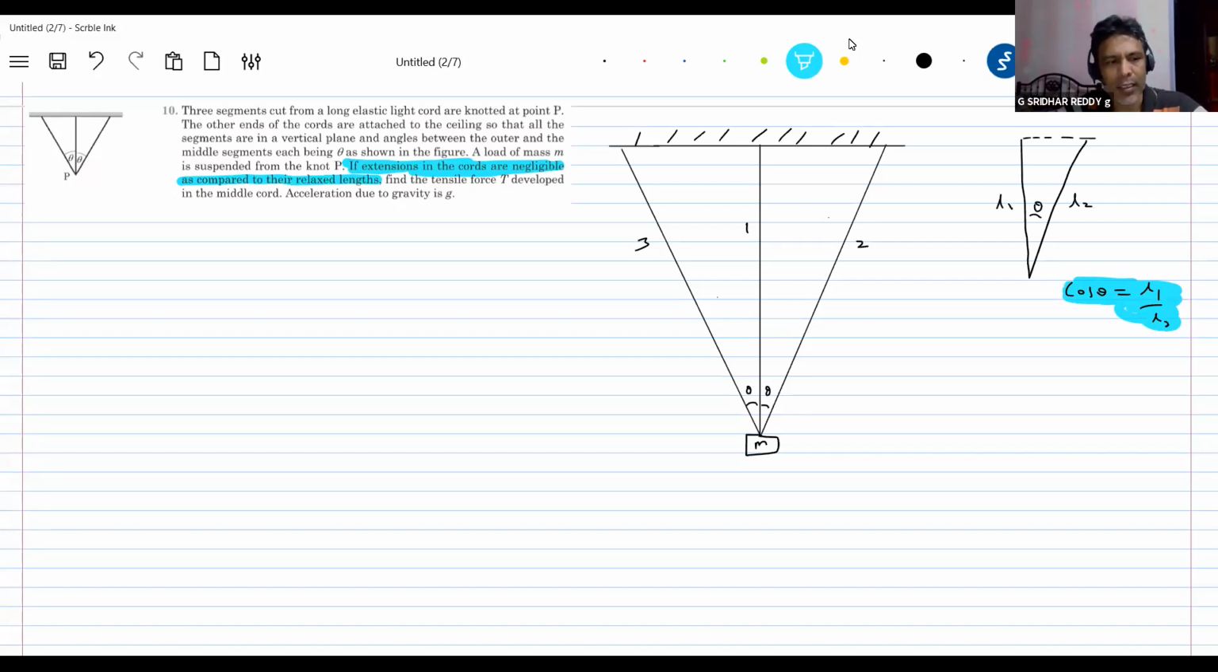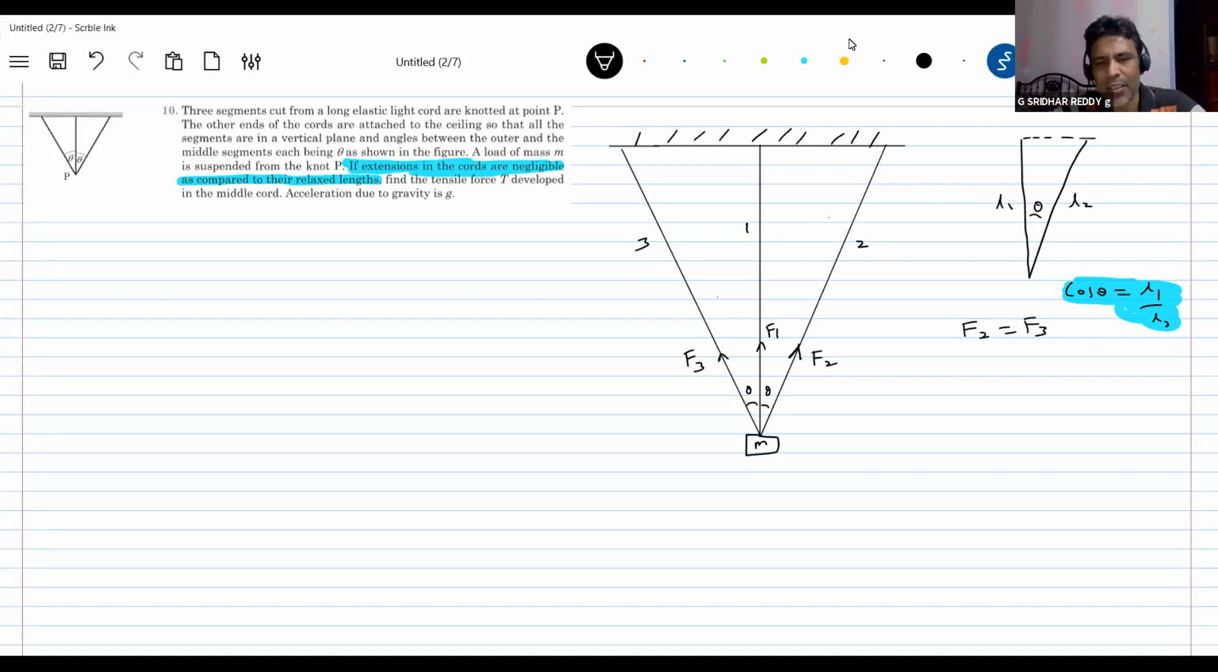Then the tension. We'll calculate the tension. Here the spring force will be acting, call that F2. Here F1 and this F3. As 2 and 3 are identical, F2 is equal to F3, because 2 and 3 are identical, no?